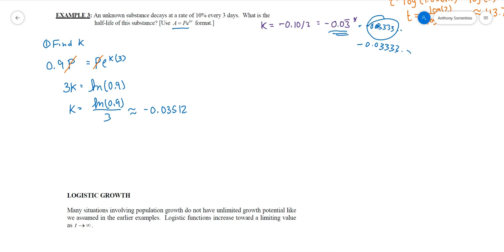And sometimes that difference can cause some major discrepancies when you answer questions like this. When you're looking for times, it's usually not going to make a big deal, but if you're looking for amounts, that's going to cause a bigger issue.